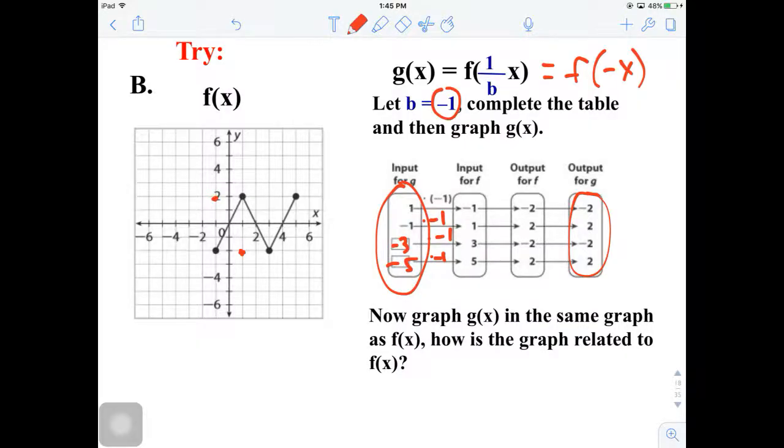And then -3, -2. And -5, 2. So if you connect that, you will have a reflection across the y-axis, meaning this is your mirror right here. So this is the reflection line right here. And that is what it looks like when we have a y-axis reflection.